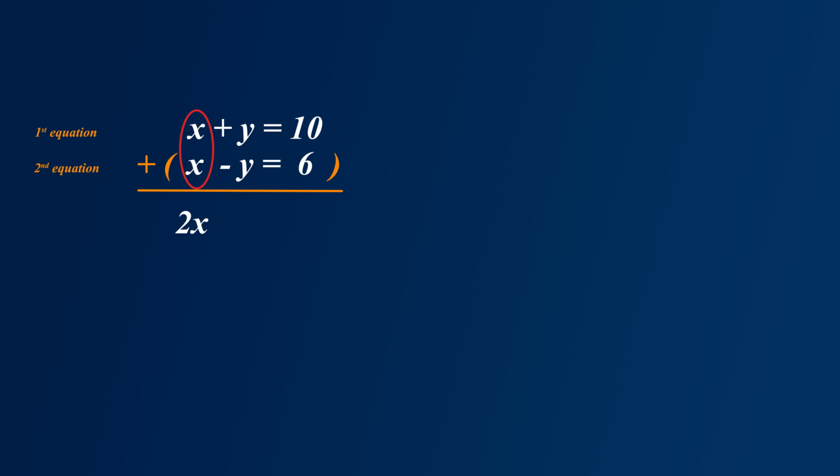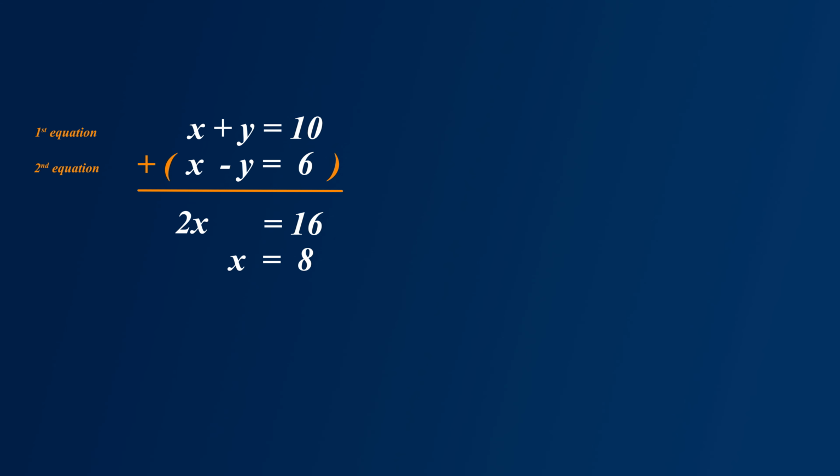x plus x is 2x. Positive y plus negative y is actually 0. In other words, the y has been eliminated. 10 plus 6 is 16. What's happened is that now we have a third equation with only one unknown variable. 2x equals 16. If we divide by 2, x equals 8.